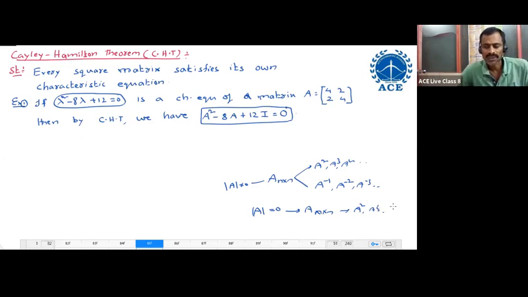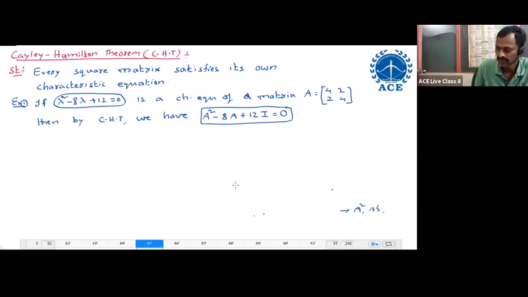Using Cayley-Hamilton theorem, we can find the powers of the matrix. Non-singular, we can find both positive and negative powers. If it is singular, only positive powers. So we can say that the Cayley-Hamilton theorem gives another method to find the positive integer powers of the matrix. And this method also gives another method to find the inverse of a matrix. If the inverse exists, we can find the other negative integer powers.